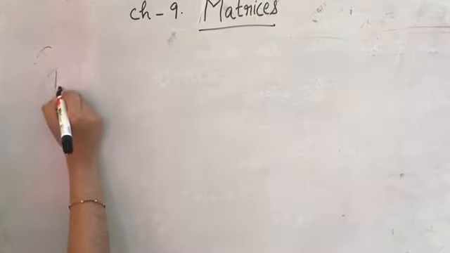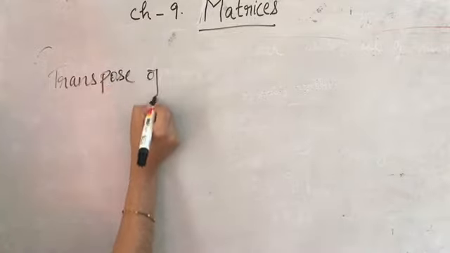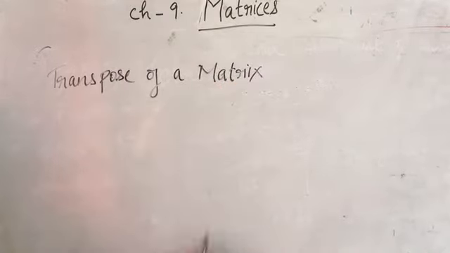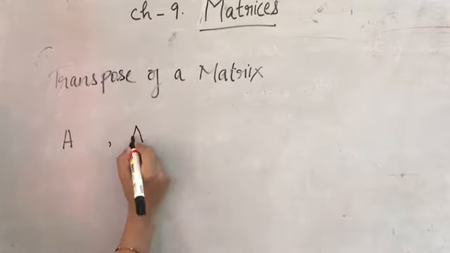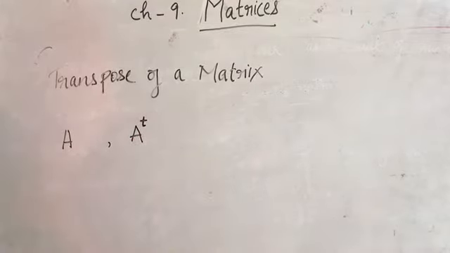Next topic is the transpose of a matrix. So what is the meaning of transpose of a matrix? Transpose of a matrix is the matrix obtained by interchanging its rows and columns. If A is a given matrix, transpose is denoted as A to the power of T. Okay, this is called as a transpose matrix. Transpose matrix means the matrix that is obtained on interchanging the rows and columns.